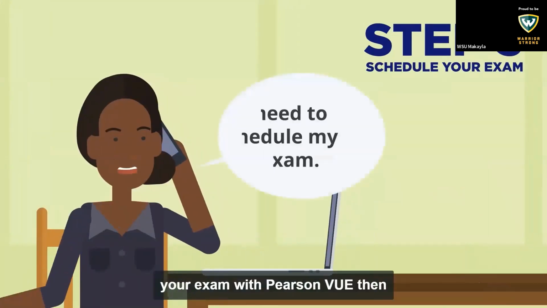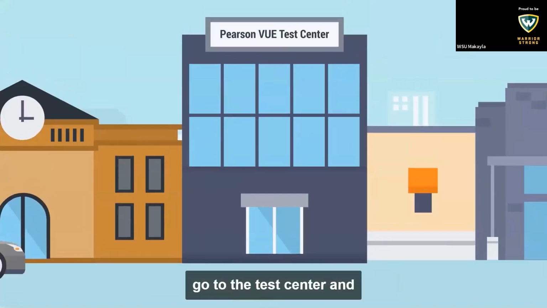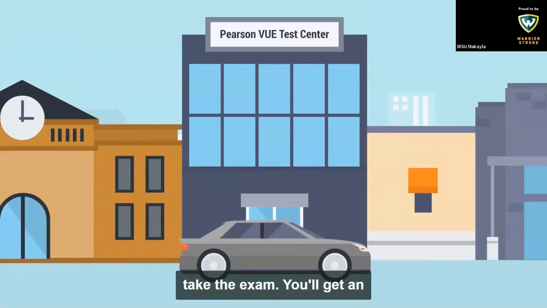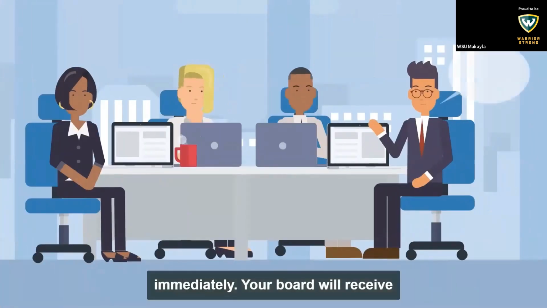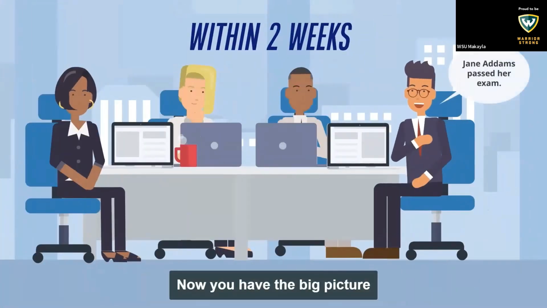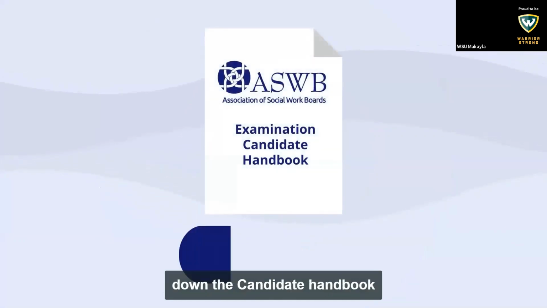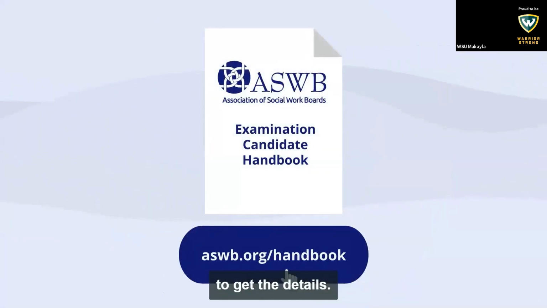Finally, schedule your exam with Pearson VUE. Then go to the test center and take the exam. You'll get an unofficial printout of your results immediately. Your board will receive your official results within 2 weeks. Now you have the big picture. Download the candidate handbook to get the details.